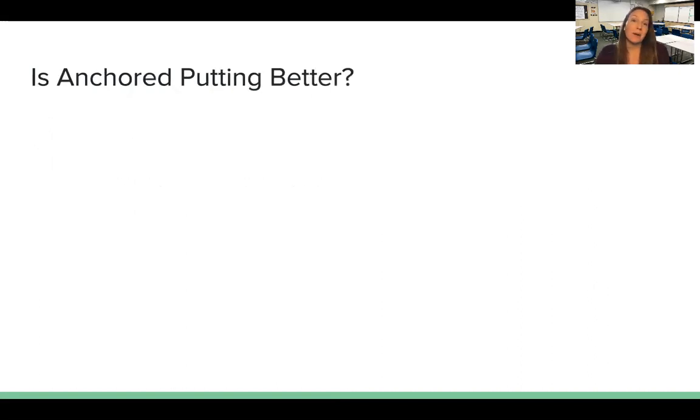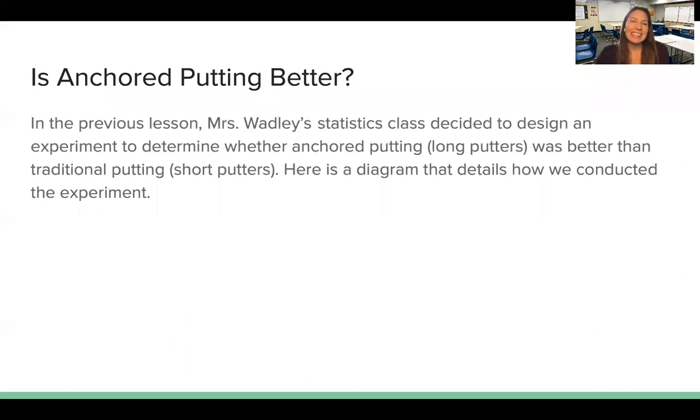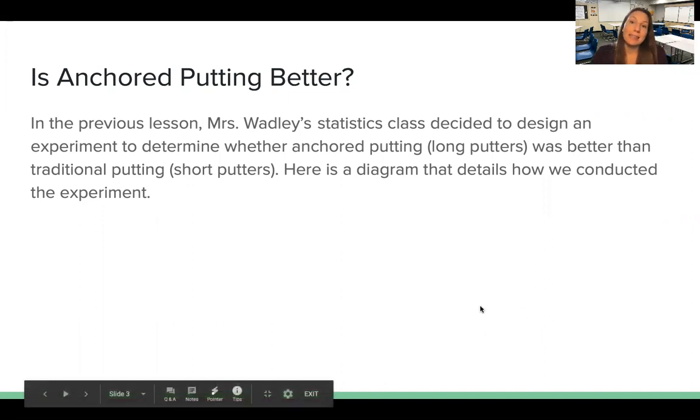So we're going to go back to our putting example. If you remember in our previous lesson, my statistics class decided to design an experiment to determine whether anchored putting, long putters, was better than traditional putting, short putters. So here is a diagram that details how we conducted our experiment.